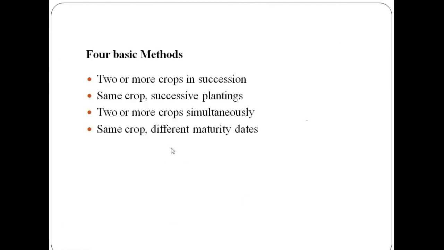Now let us see the basic methods of succession planting. There are basically four methods of succession planting. The first one is two or more crops in succession. After one crop is harvested, another is planted in the same space. The length of the growing season, climate and crop selection are key factors. For example, a cool season spring crop could be followed by a heat-loving summer crop.